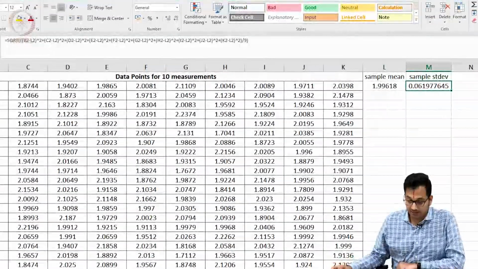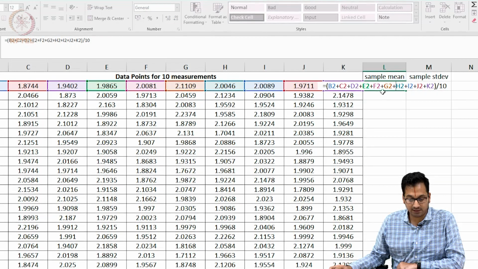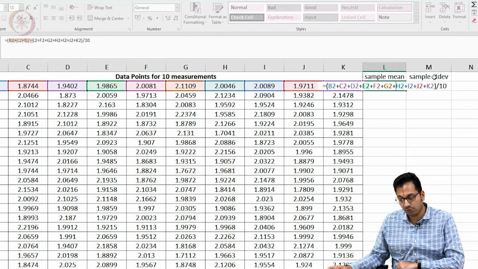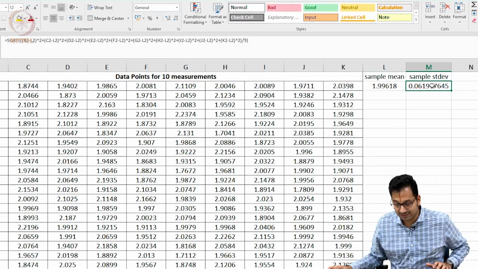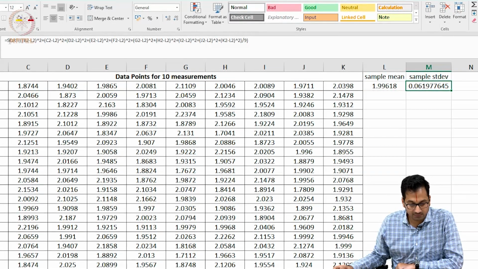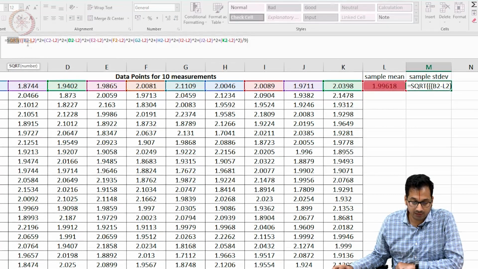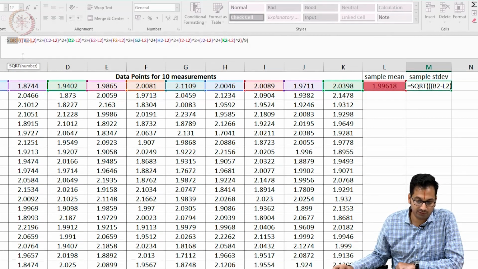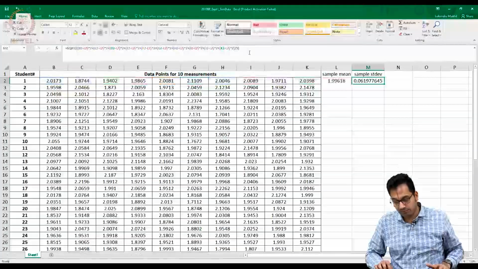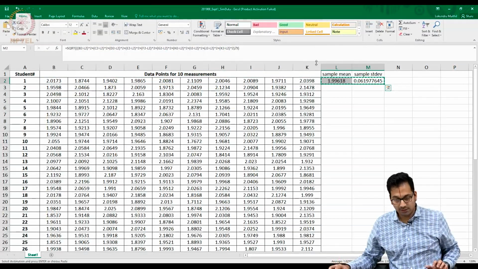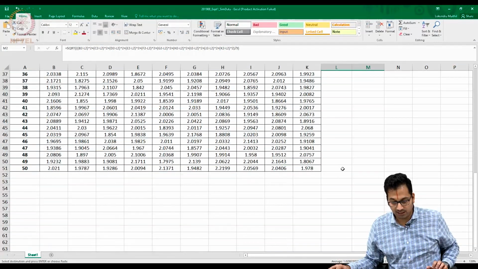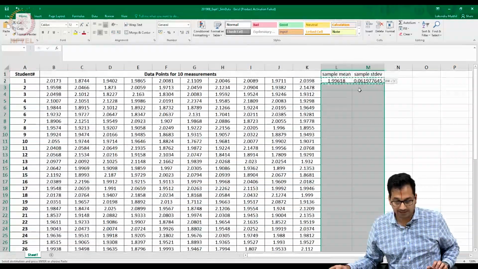So, the sample mean is given by the sum of all the cells that contain the data that has been recorded divided by the total number of measurements, which is 10 in this case, while the sample standard deviation is nothing but the square root, the function given in Excel as SQRT, of B2 minus L2, where L2 is the sample mean, while B2 is that given measurement. So, this is nothing but xi minus x bar, the whole square given as the exponent 2, similarly going until K2, divided by 9. Now that we have determined this for the first cell, doing this with a computer for all the other students or the other data sets is straightforward.